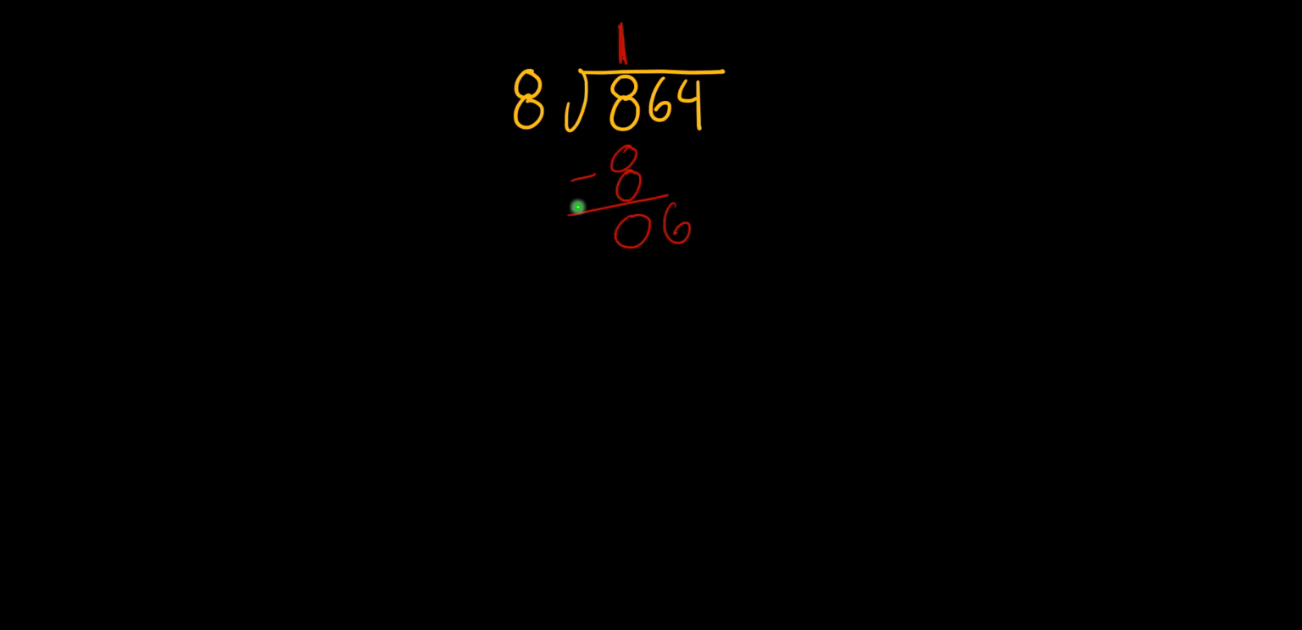So 6 divided by 8 is going to be 0 because 6 is smaller than 8. And now we say 8 times 0 is going to be 0, so I put a 0 there. 6 minus 0 is going to be 6. And now it is time to bring down the 4. So we're going to put a 4 right there.